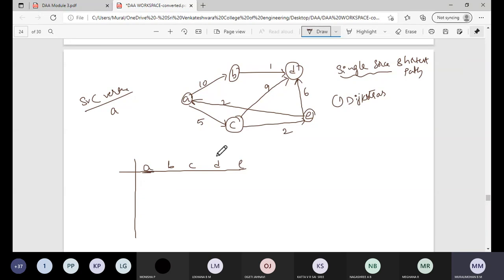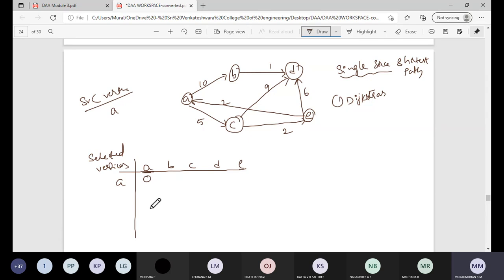Now here first I will select A as the source vertex. So here, selected vertices, right? First I will select this A vertex as the source vertex. Now you calculate the distances from A to all other remaining vertices. Initially we will be having from A to A 0. Let us take that.